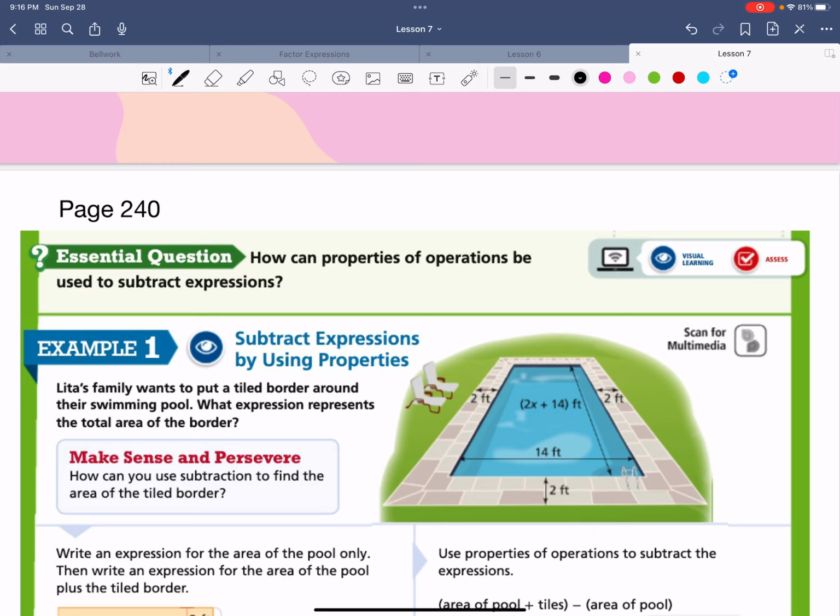Good morning, everyone. Today we are going to do our lesson on subtracting expressions. So I need you to go ahead and open your book to page 240 and we will get started.